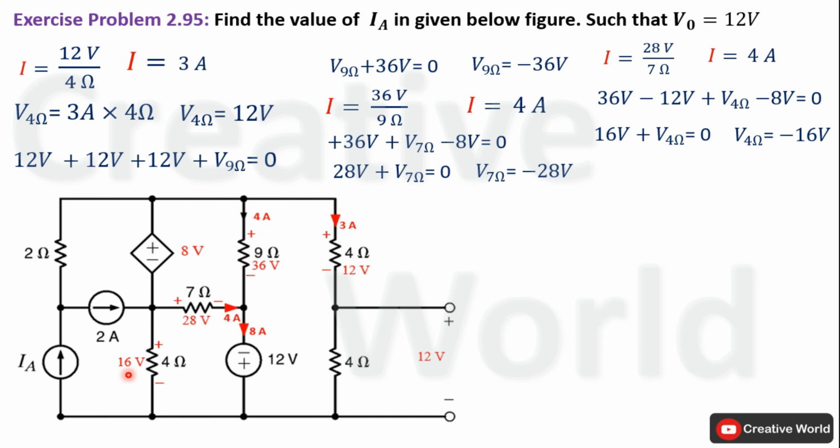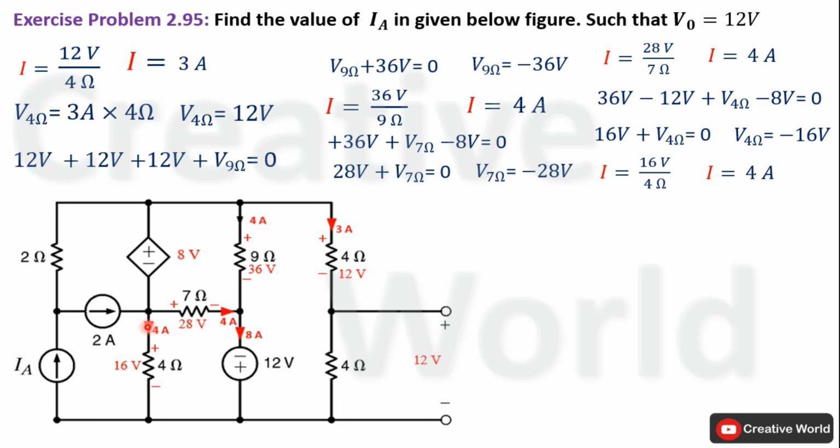We can calculate current through this 4 ohm resistance because voltage across it is known. So value of current will be 16 volt divided by 4 ohm, it will become 4 ampere, and the direction of current will be downward direction. Modify the circuit by indicating current through this branch. Now on this node we know the value of all entering currents. Only one current is leaving from this node and we are interested to calculate its value.